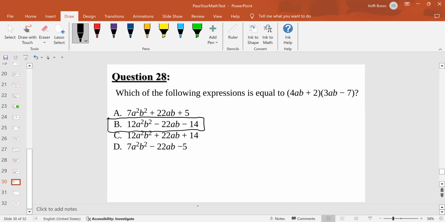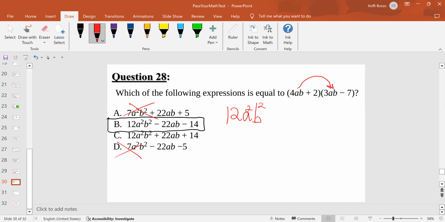Which of the following expressions is equal to this? It's a multiplication, but you're going to distribute. That means you take this, you multiply by this, and 4ab times 3ab will give you 12a squared b squared. Understand that 4 times 3 is 12, a times a is a squared, b times b is b squared. So therefore, you'll see that D is out because I don't have 12a squared b squared there. Even A is out. So probably it's between B or C.